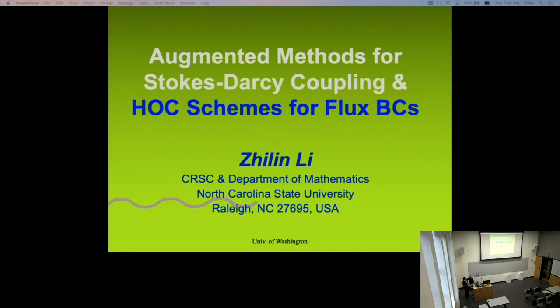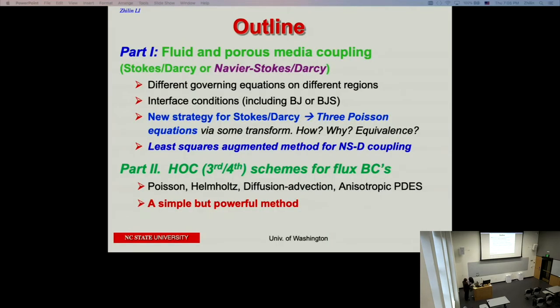Also, some research topics also tell at least the way I'm doing research. For the title, I use two different colors. The first one is the augmented method for Stokes-Darcy coupling. It's a computational fluid mechanics problem, and this one may be more acceptable to most of the audience. The second topic is about high order, which Randy just mentioned. And here is the outline.